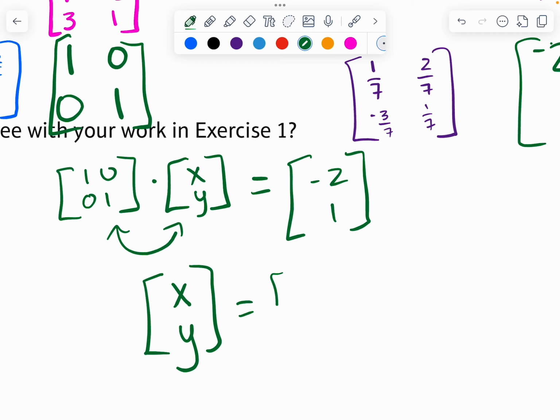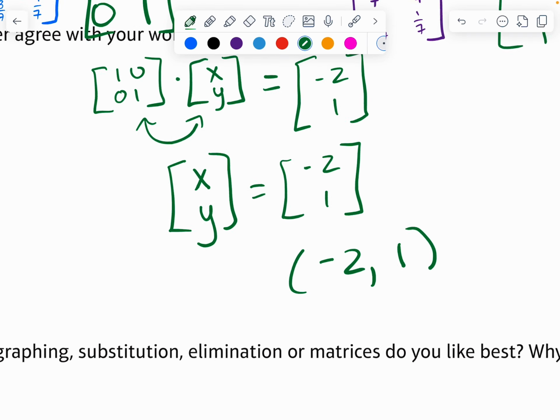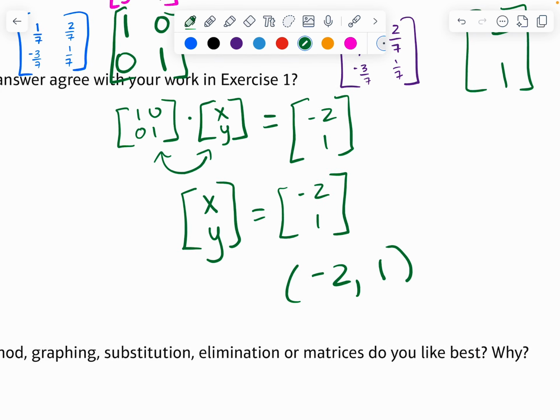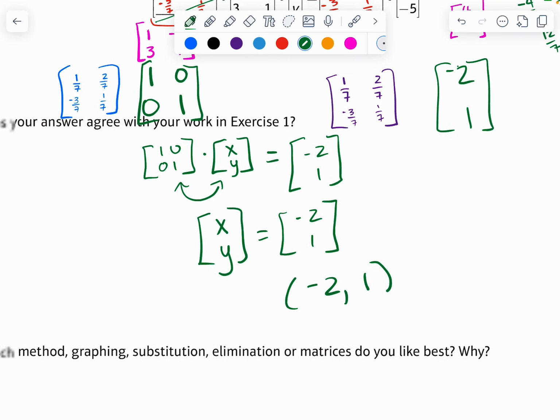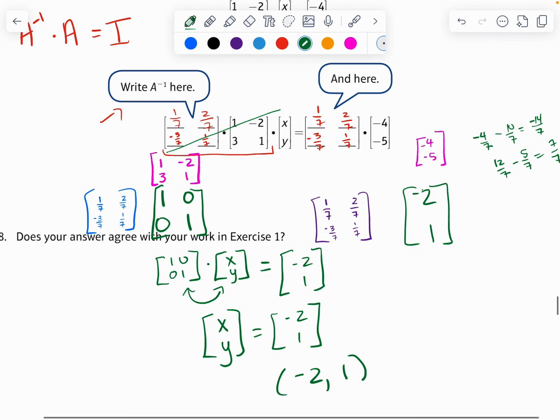Okay, so that means I have this. So that means the x is equal to negative 2. The y is equal to 1. And that's what we found. It's the same exact thing we did a minute ago. Now, some of you may be saying, I really, really don't like having to multiply by that 1/7. Well, let me show you a trick with that so you don't have to multiply by all those fractions.